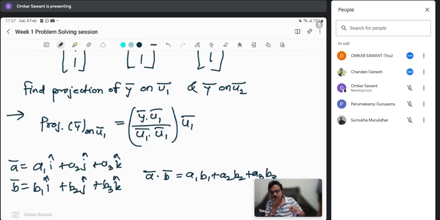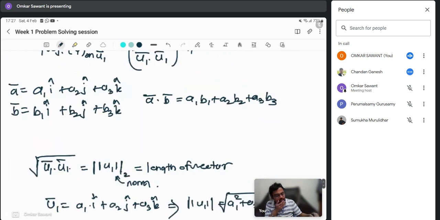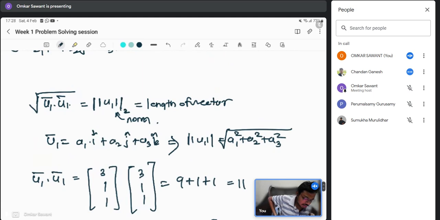Clear, sir. Do you have any difficulty in understanding this? No, sir. Sir, is there any theoretical definition saying about length of the vector? This is actually the definition, but I will tell you in a more detailed manner in next week's session. Is it fine? Okay, sir.